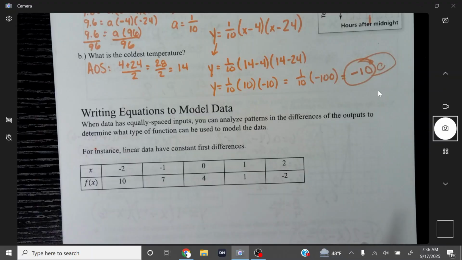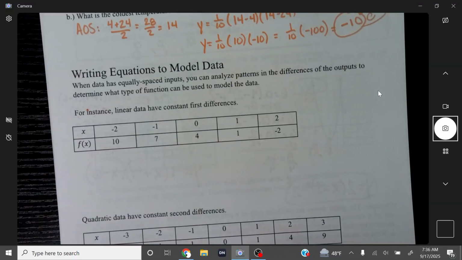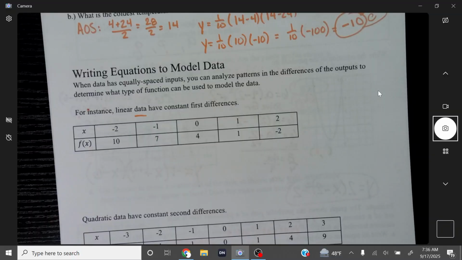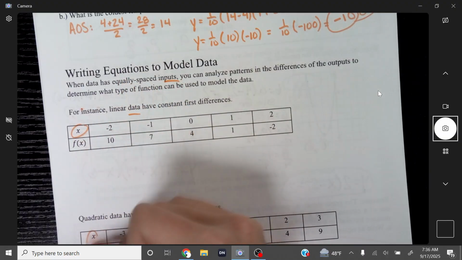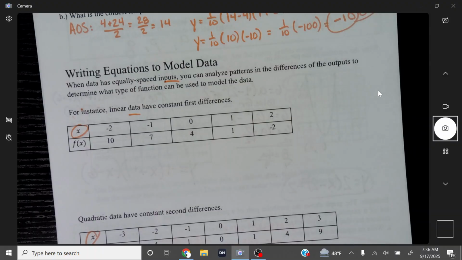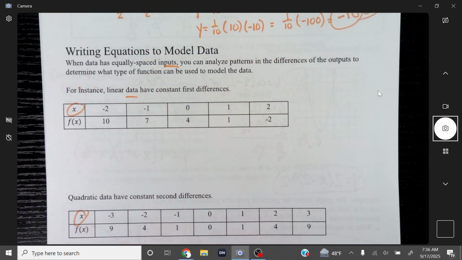Now, we can see from a graph whether the data shows linear or quadratic equations. So when the data has equally spaced inputs, our x values, you can analyze patterns in the difference of the outputs to determine what type of function can be used to model the data. So for instance, linear data has constant first differences.